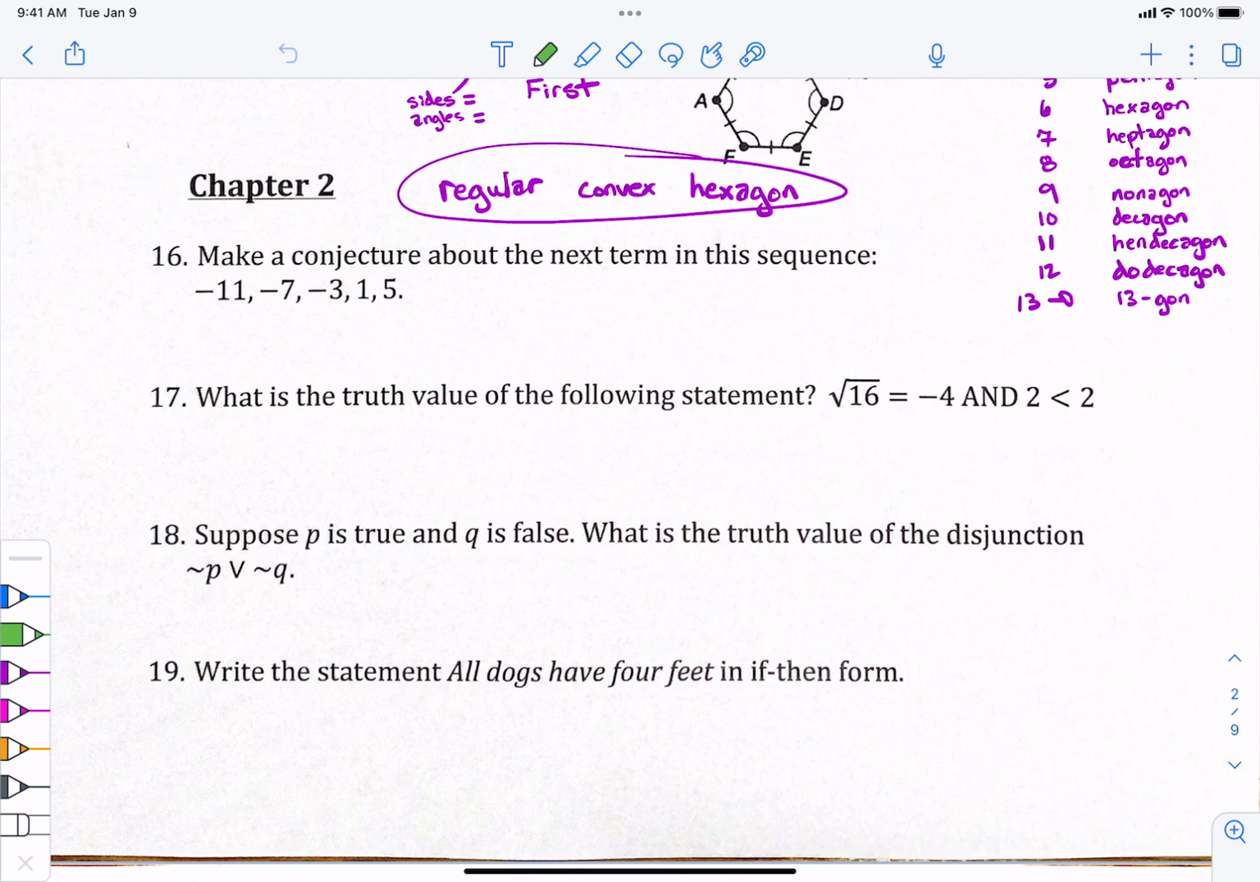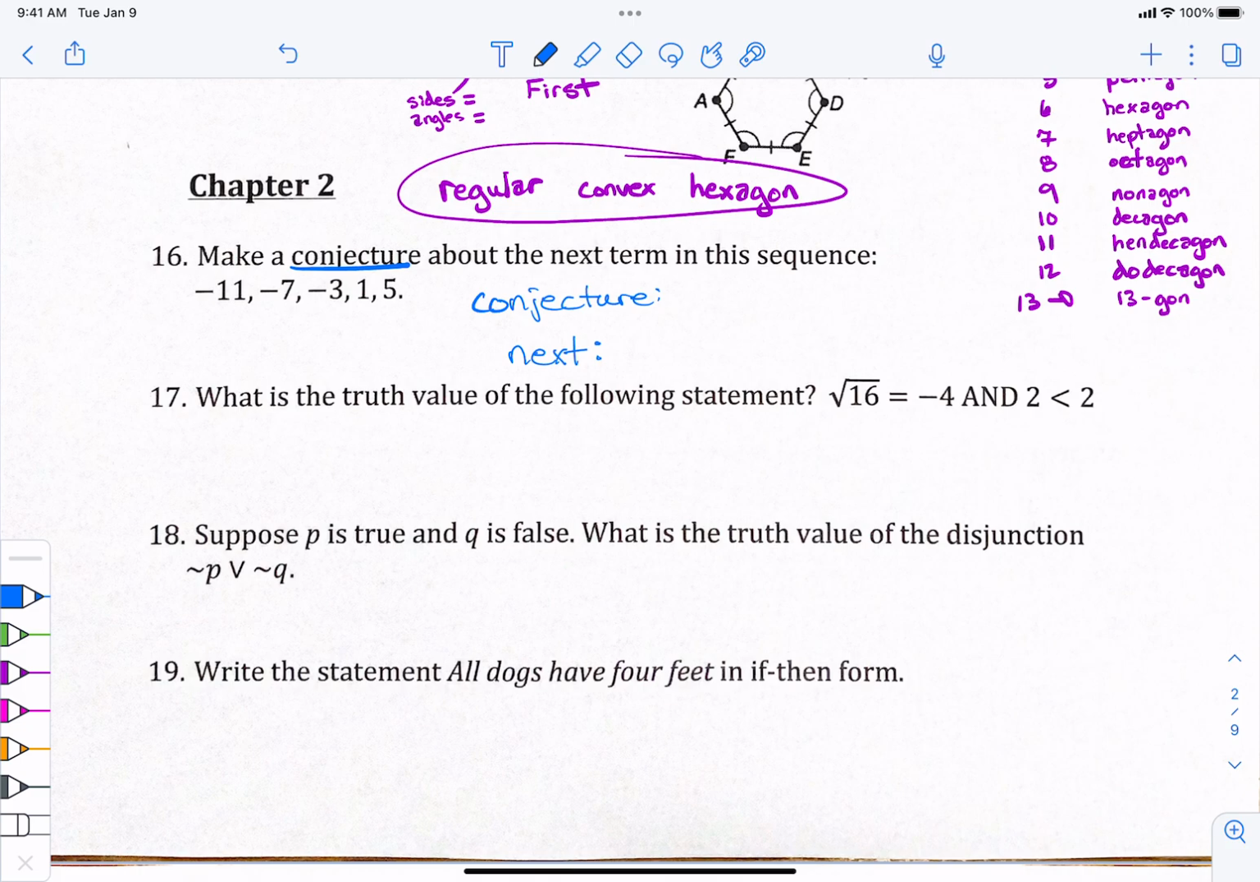It says make a conjecture. What is a conjecture, by the way? An idea, or a conclusion about the pattern, right? Conjecture. Okay, and then they want the next term in the sequence, so make sure you're answering both of those questions. All right, so what's the conjecture? What are we doing in the pattern? You're adding 4 each time, okay?